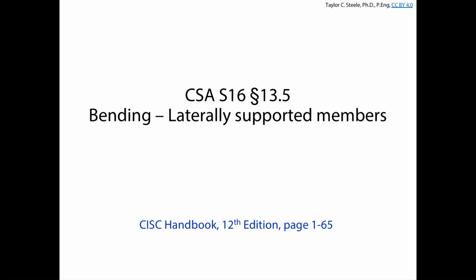Okay? And what I'm going to show you here is basically what we need to do when we're looking at the bending strength of laterally supported members. CSA S16 in clause 13.5 tells us how to calculate the resistance of laterally supported beams, which are basically beams that are not going to twist or deflect sideways, and that's primarily the joists in our structure.